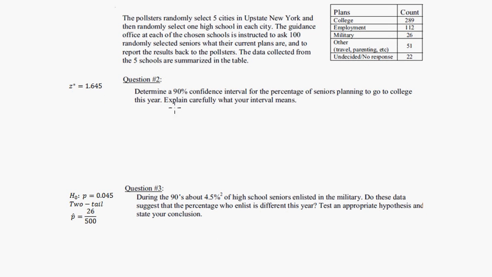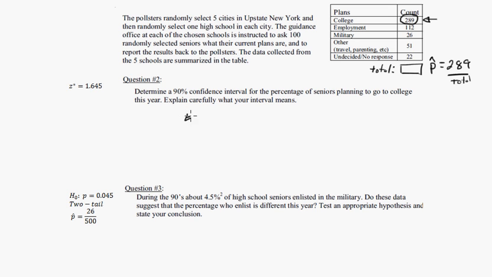Okay, question 2. Here they're asking for a confidence interval. They want a confidence interval for the percentage of seniors planning to go to college. Well, here's the number that's planning to go to college. So you can come up with a total. Okay, and then so we have our P hat. Okay, P hat's just going to be 289 divided by the total that they sampled.